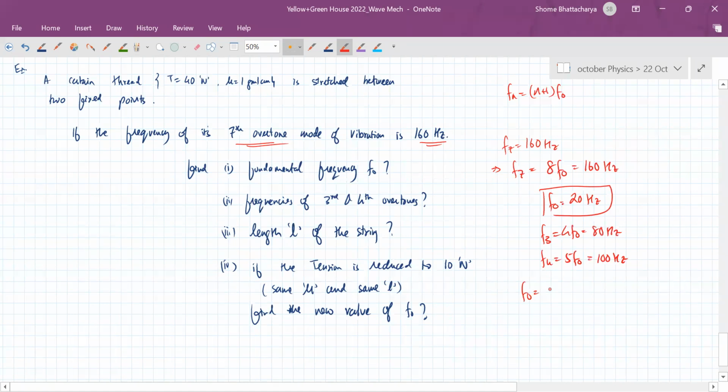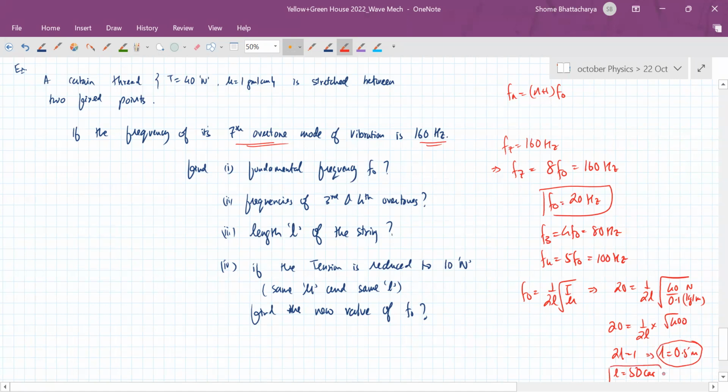And the fundamental frequency is given by this formula. So here 20 is equal to 1 by 2L square root of 40 divided by 0.1, because this should be in kg per meter. Always remember this. So 20 is equal to 1 by 2L into square root of 400. So that's 20. So 2L is equal to 1, or L is equal to 50 centimeters. So the length is 50 centimeters.